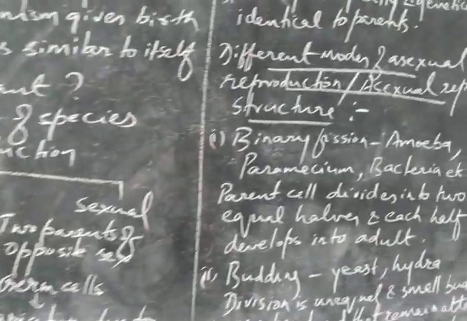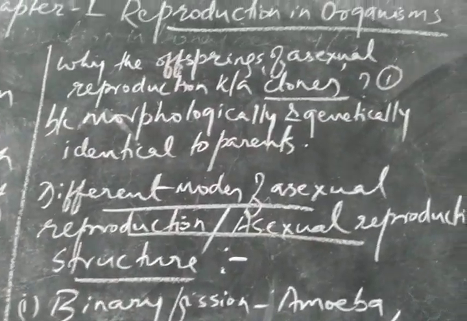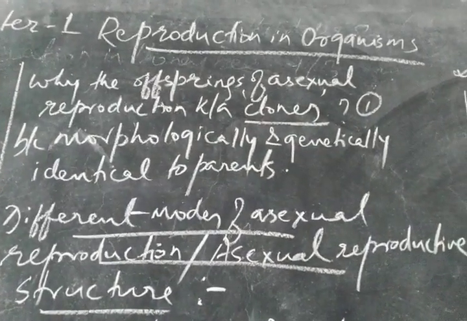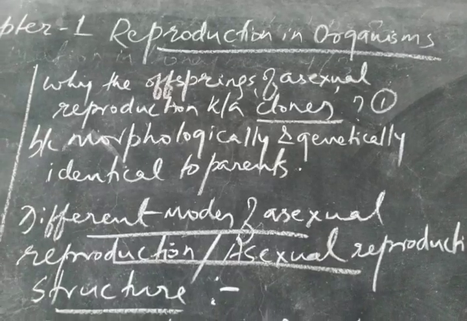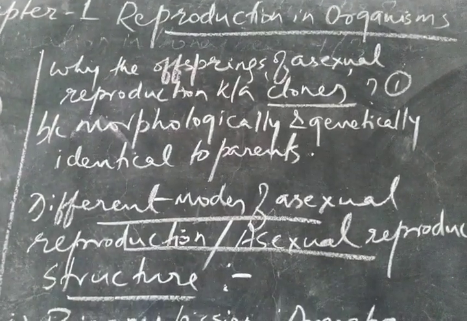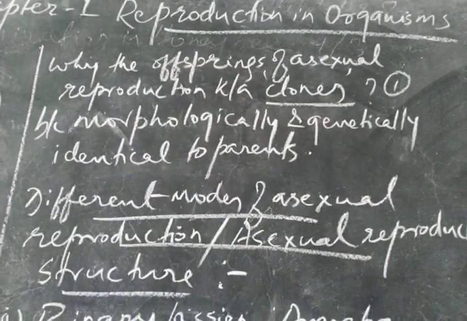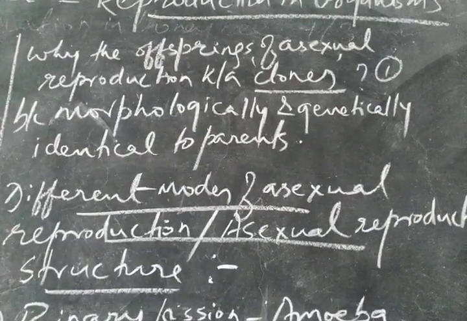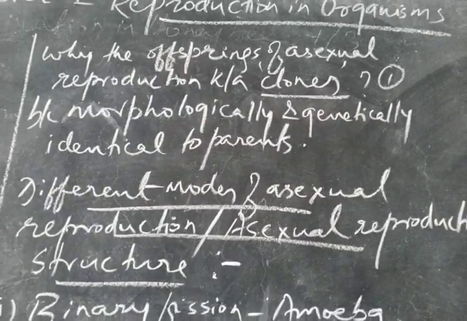Now this is a question of 1 mark, which usually used to come in the exam: why are the offspring of asexual reproduction known as clones? They are known as clones because they are morphologically and genetically identical to their parents, exact photocopies of their parents.